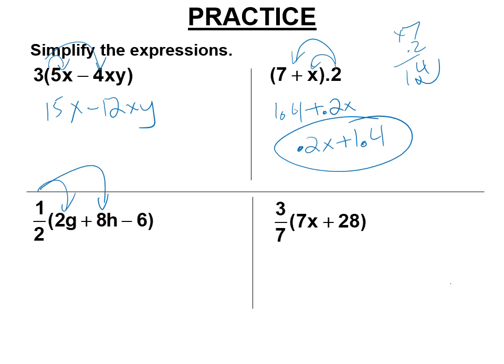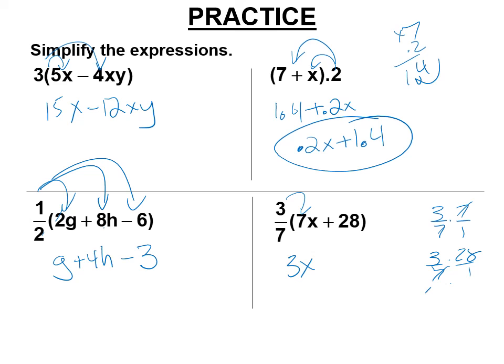1/2 times everything in there. 1/2 times 2g, the 2's cancel, and you get g, 1g. 1/2 times 8 is 4h, half of 8 is 4, and half of -6 is -3. G, H, alphabetical order, g plus 4h minus 3. 3/7 times 7x is 3x. 3/7 times 28 is 12. This simplifies to 3x plus 12.